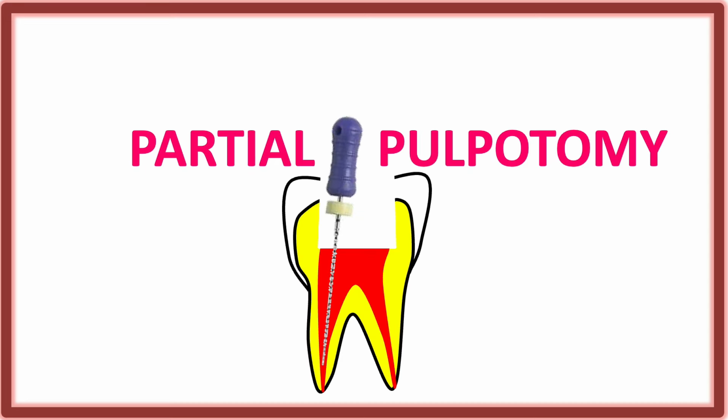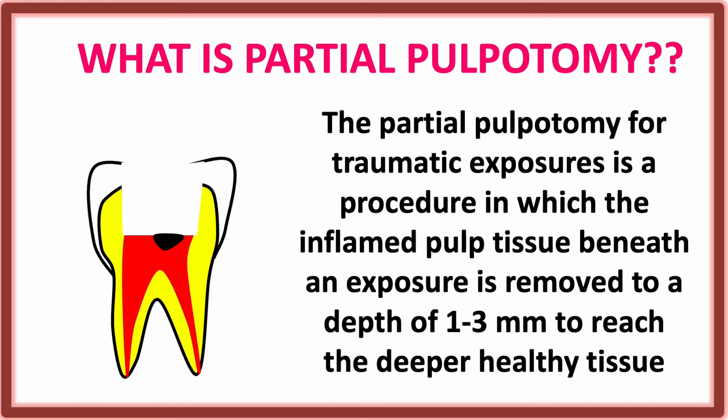Let's begin with the partial pulpotomy. So, what is partial pulpotomy? Partial pulpotomy for traumatic exposure is a procedure in which the inflamed pulp tissue beneath an exposure is removed to a depth of 1 to 3 mm to reach the deeper healthy tissue.